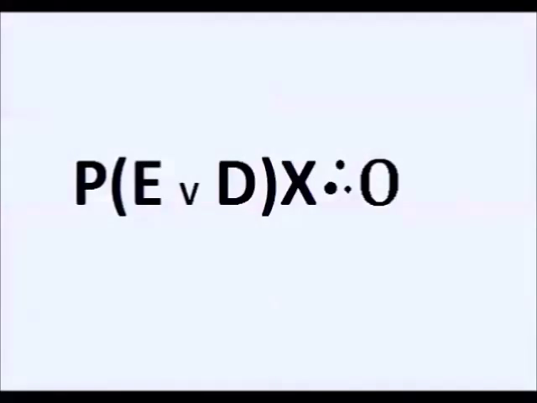P represents power. Power must be present if there is to be any sort of oppression. E represents exploitation. The little V that you see there means and/or. The D represents denial. So this means there needs to be an exploitation and/or a denial. One or the other or both together, doesn't matter. The X is our variable. O is oppression. If all of these are satisfied, you get oppression in the end.